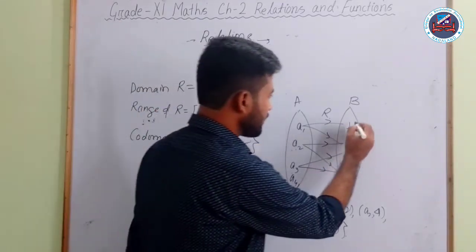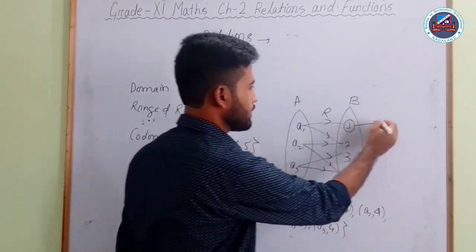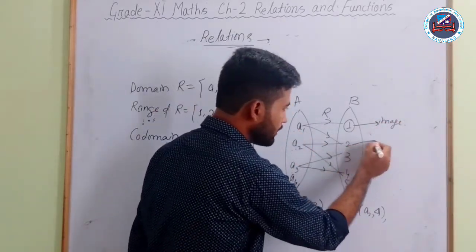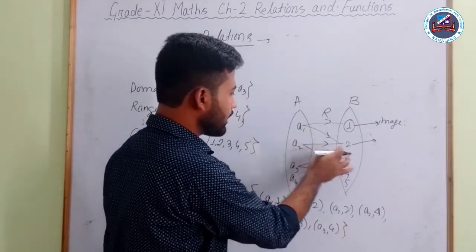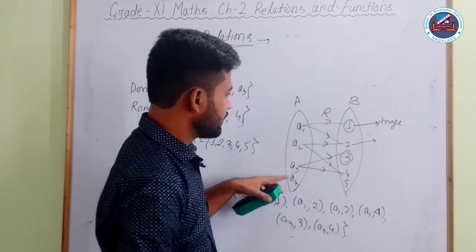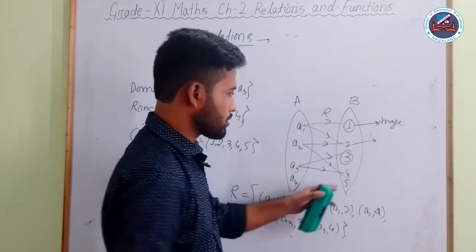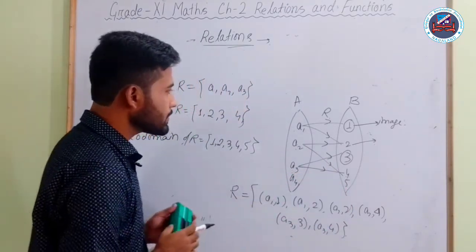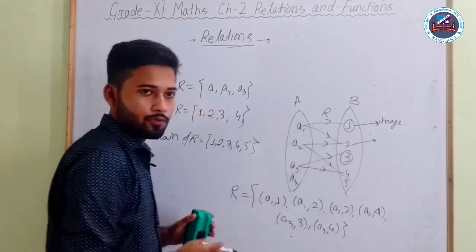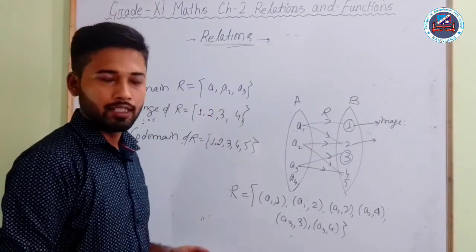Also remember that the element 1 is called the image of A1. The element 2 is the image of A1 as well as A2. The element 3 is the image of A3. Element 4 is the image of A2 as well as A3, and element 5 is not the image of any of the elements. Also A1 is the pre-image of 1, and A1 is also the pre-image of 2. So this is how we define a relation, and these are the properties of the relations.